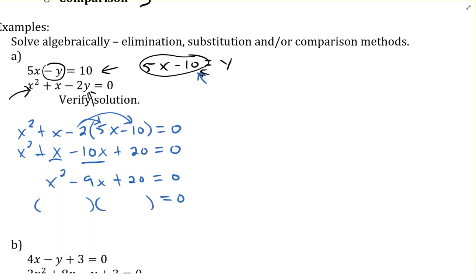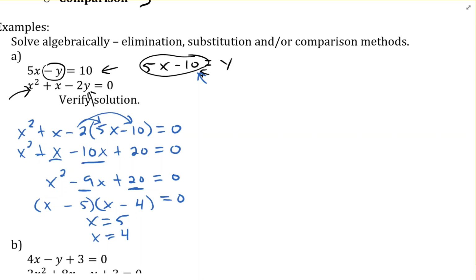So this is going to be, so we'll put an x and an x, and then a 4 and a 5, and they would both be negative to multiply to this number and add to that number. So then our solutions here, there'd be two of them, would be x is equal to 5 and x is equal to 4.